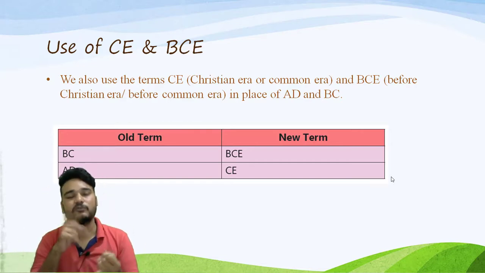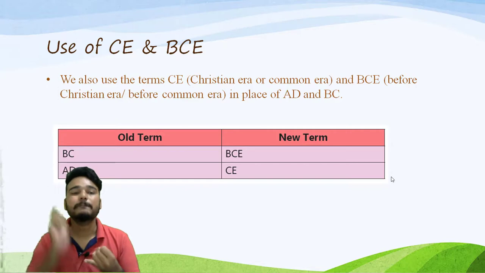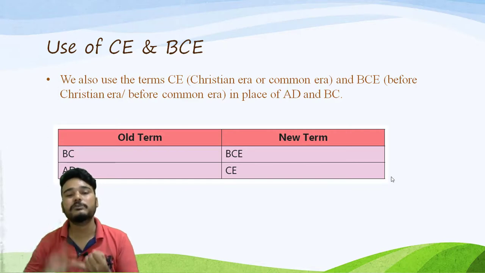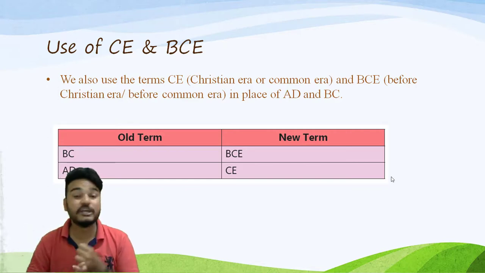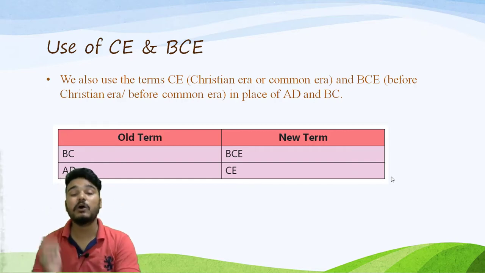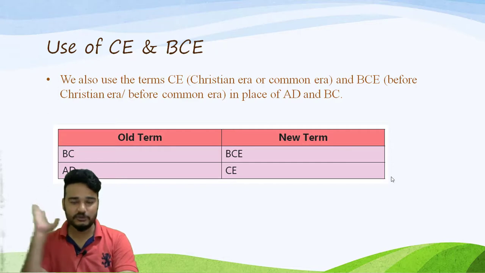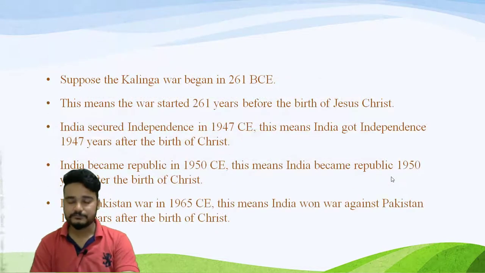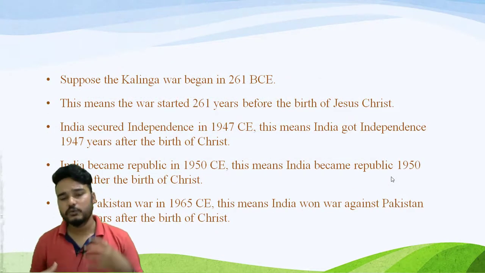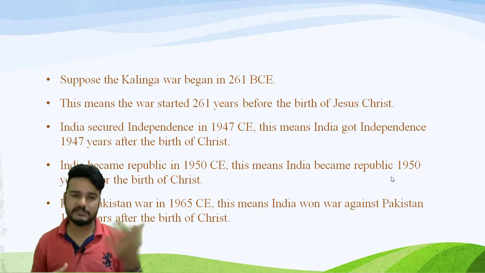BC stands for before Christ, BCE stands for before Christian era or before common era. AD stands for Anno Domini and CE stands for Christian era or common era. Understood? Very nice. Now we will understand this by some example.